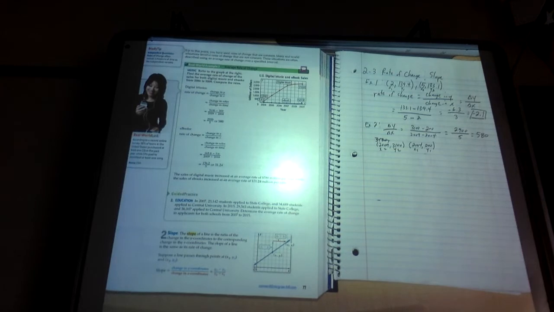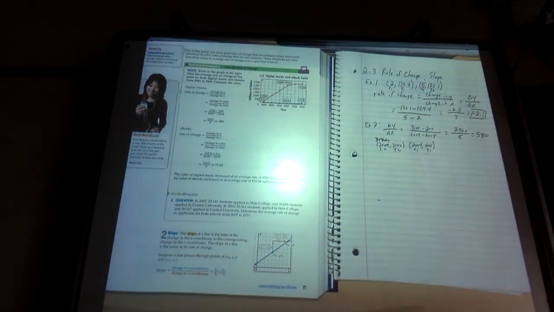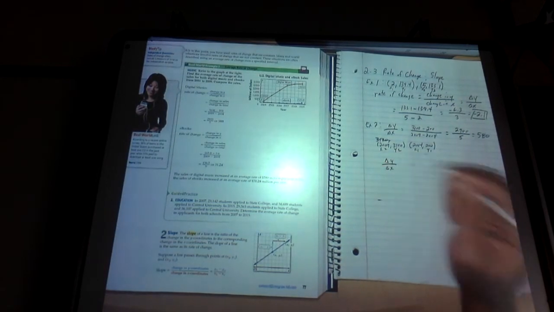What that represents is, in that 5-year span, we're selling $580 million worth of digital music per year, because, again, our Y's were represented as millions of dollars. All right, let's go look at ebooks. That was dealing with digital. Ebooks down here, delta Y over delta X.